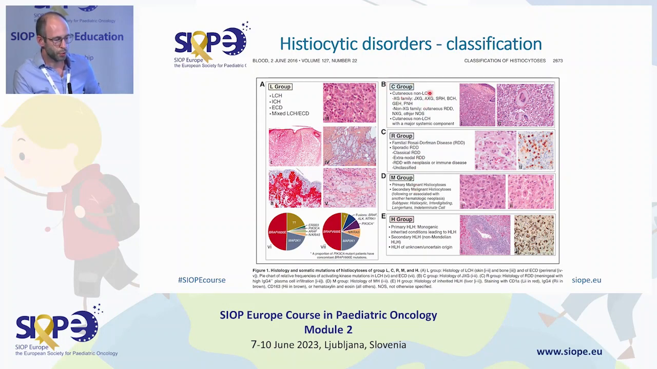C group is the group of diseases of juvenile xanthogranuloma, that is mostly common. R group is the group of the disease of Rosai-Dorfman disease. M group are malignant histiocytosis. They behave like a sarcoma. And H group is hemophagocytic lymphohistiocytosis. It's a completely different disease. It's a syndrome. You have to fulfill five out of 9 criteria to have HLH. But it also belongs by definition to histiocytic disorders. But in my further talk, I will focus only on LCH, that is the most common.